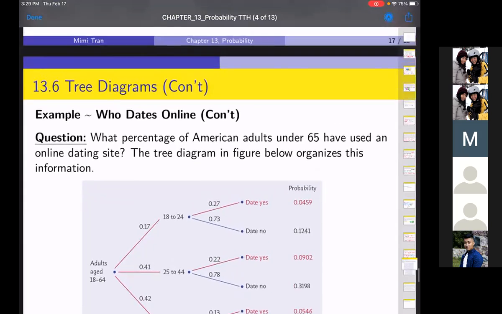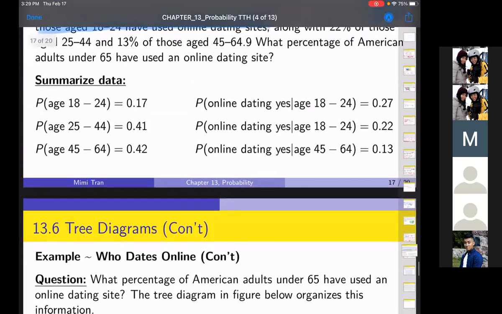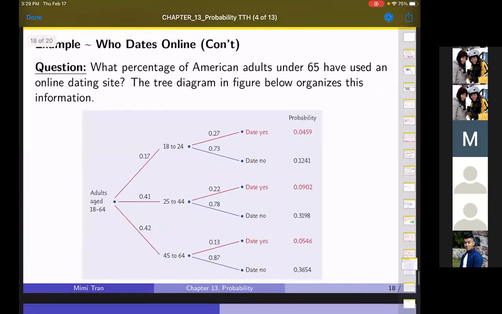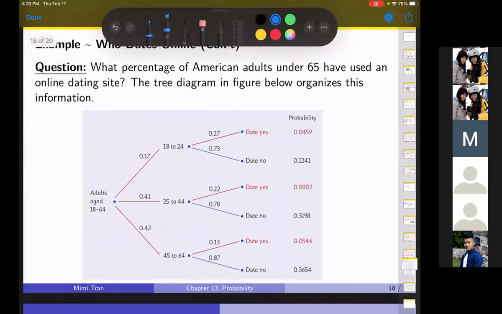How do I plug in the number? Well, right here, that's why we summarize the data, right? Someone from 18 to 24, that's 17%. Someone from 25 to 44, 41%. Someone from 45 to 64, 42%. And someone from 18 to 24 who uses the online dating site is 27%. Well, what about the other one that doesn't use it? Complement rule, right? 1 minus 0.27 is 0.73.